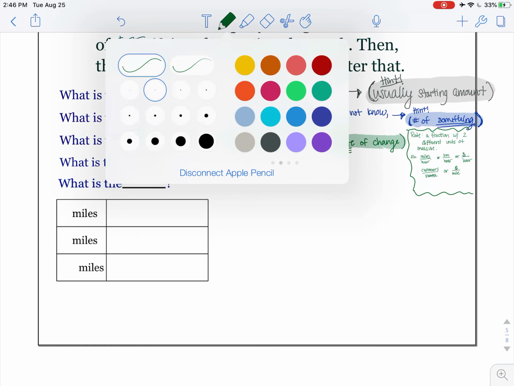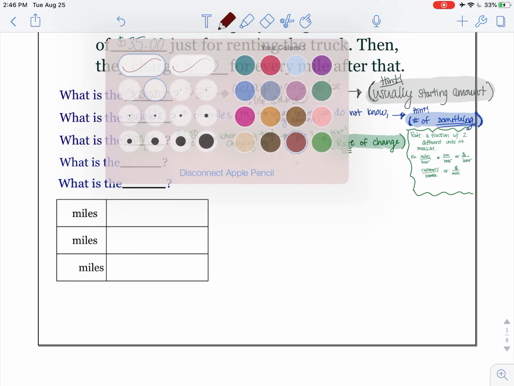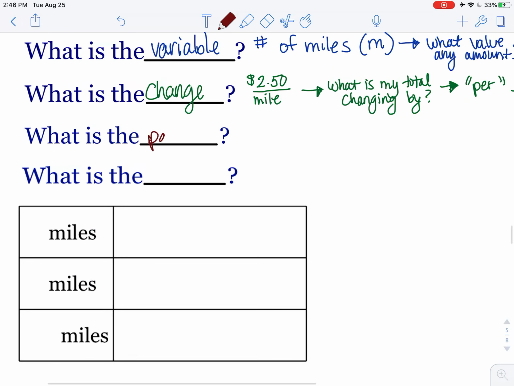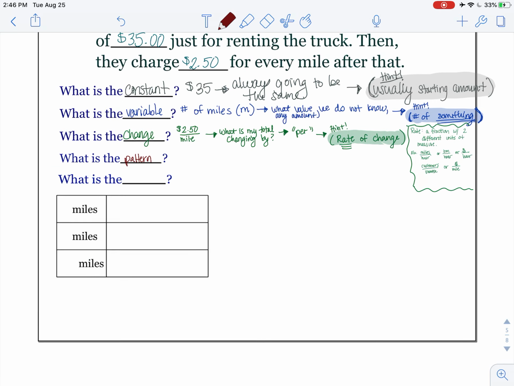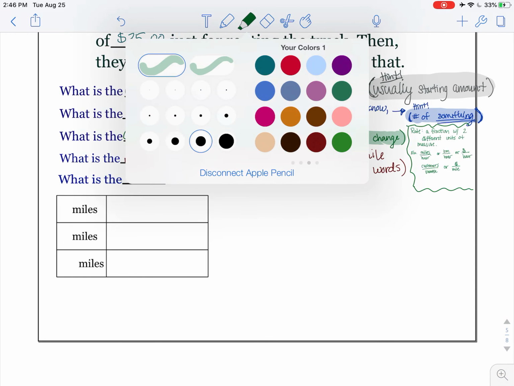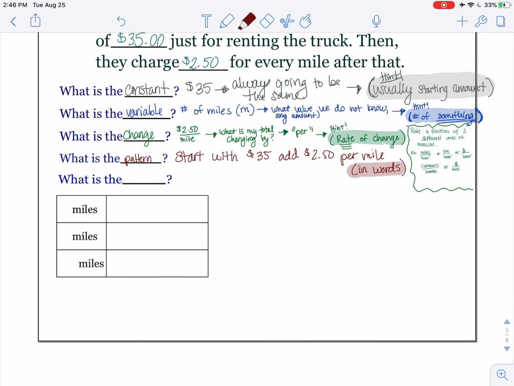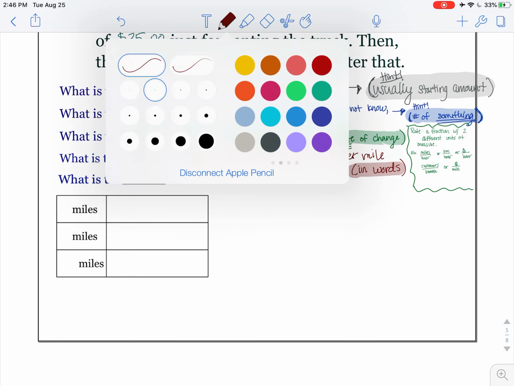Next, we're going to look at what is the pattern in words. The pattern to explain this situation for how much money you would pay. Well, you start by paying $35. And then you add $2.50 per mile. Okay? This is always going to be in words. The reason we want to do that is because that's our hint, we want to be able to translate that to our expression, make our life a lot easier.